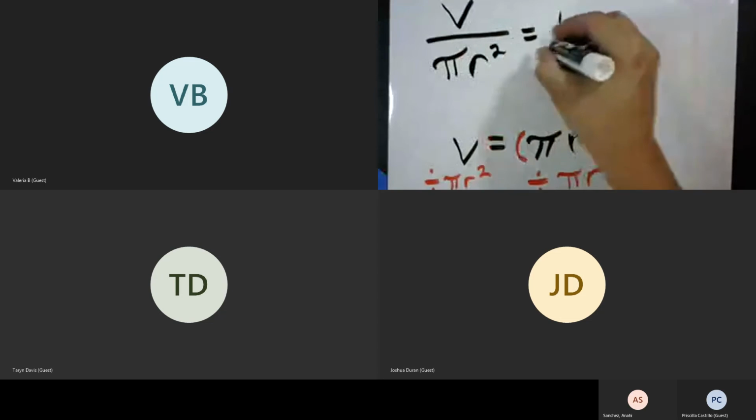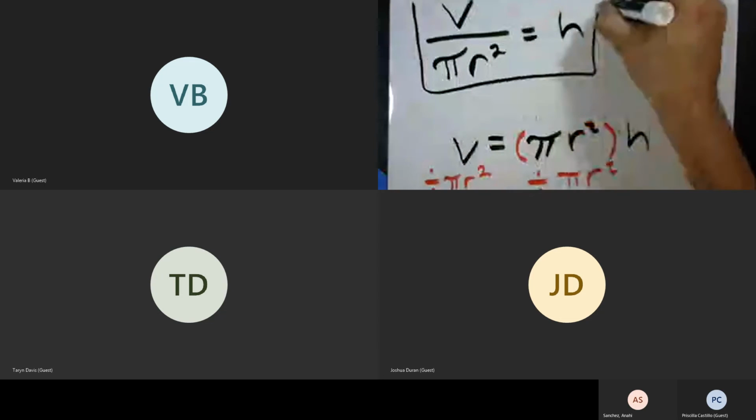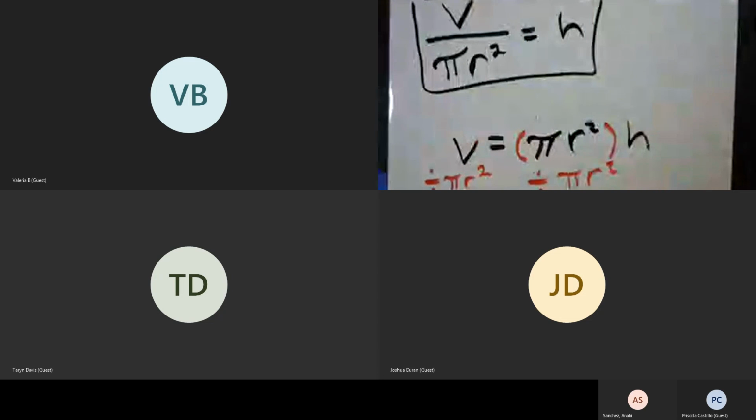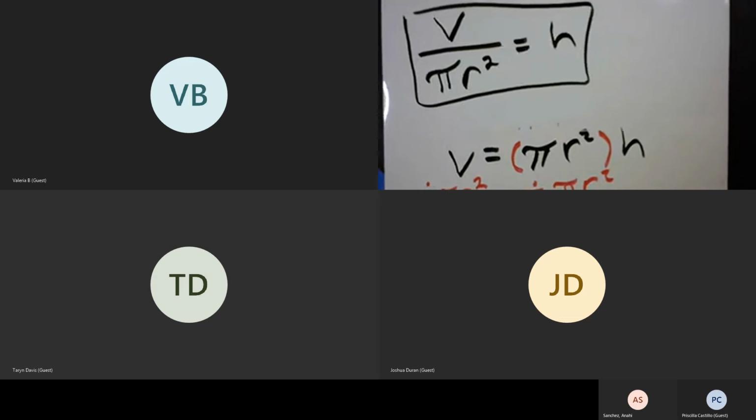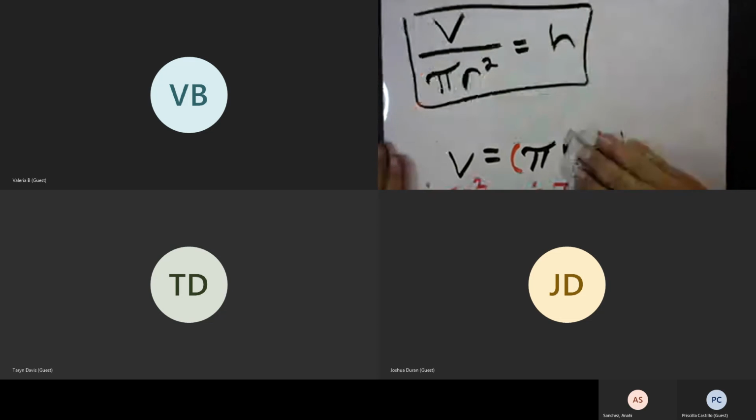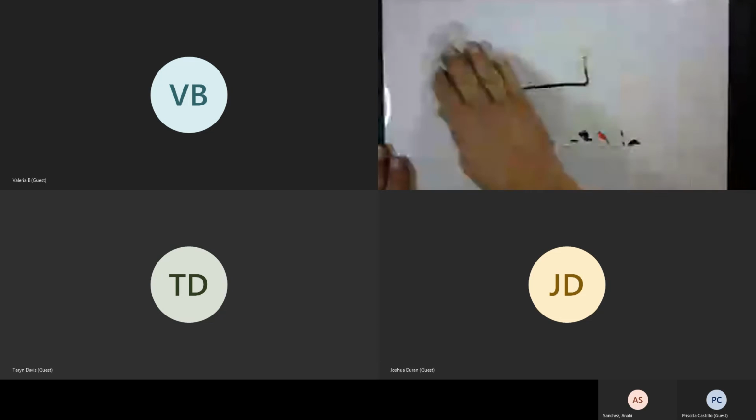And for the same reasons as before, I don't know what v is, I don't know what r is, so I'm just going to leave it like this until someone comes along and tells me what v and r are supposed to be. So any questions about that? Let me do one more.